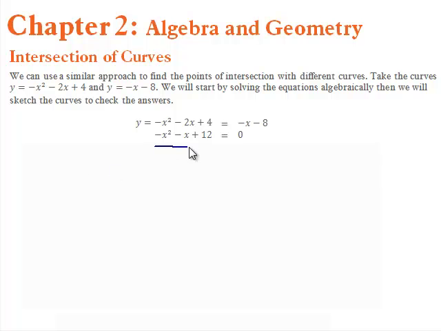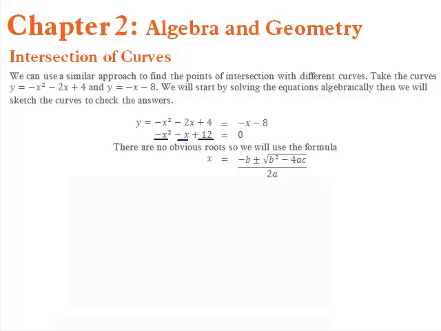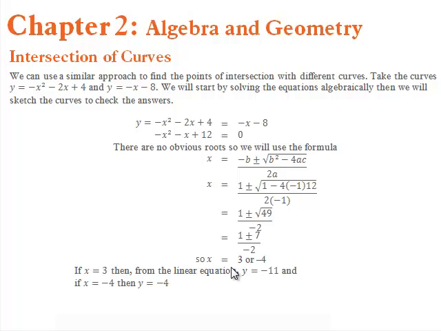Looking at this quadratic, there are no obvious roots, so we'll use the formula. In this case, a is minus 1, b is minus 1, and c is 12, so we put those numbers in. We get that x is equal to 3 or minus 4. If we substitute those into the linear equation, when x equals 3, y is equal to 11, and when x equals minus 4, y is equal to minus 4.